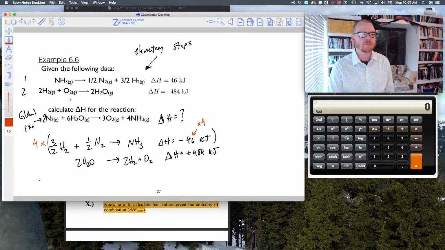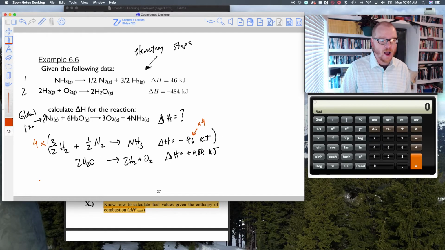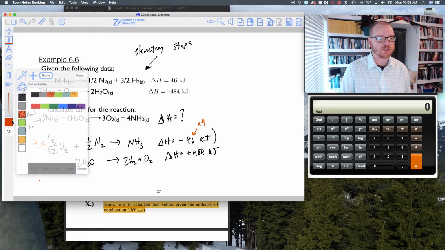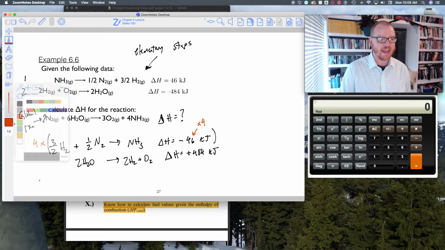Okay? And so now, let's see. So when I kind of scan through, right, I can see 4 times 1/2 nitrogen is going to give me 2 nitrogen, which I need. And 4 times NH3 gives me the 4 ammonia. So I also need that as well. Okay. And so that's also going to give me a whole bunch of hydrogens, which hopefully I can cancel.